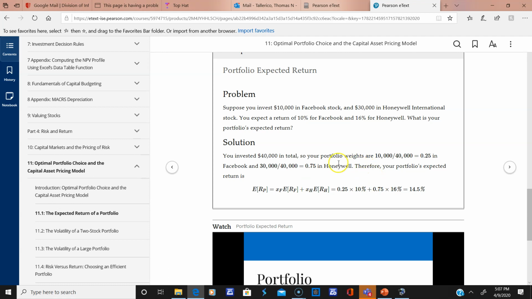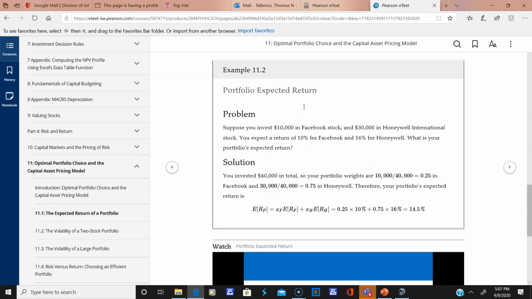So in any case, please don't go by the slide. Go by this example 11.2 here, and you'll be okay. This is the correct way of doing it: two expected returns and two portfolio weights. All right.